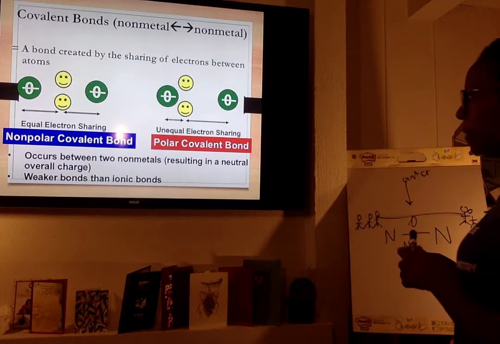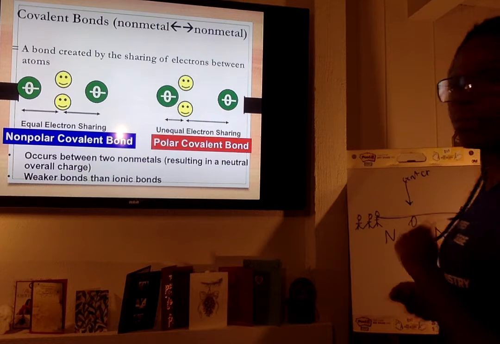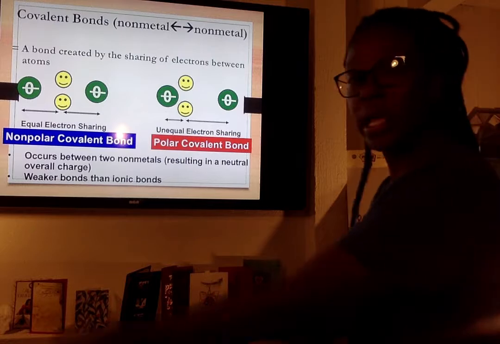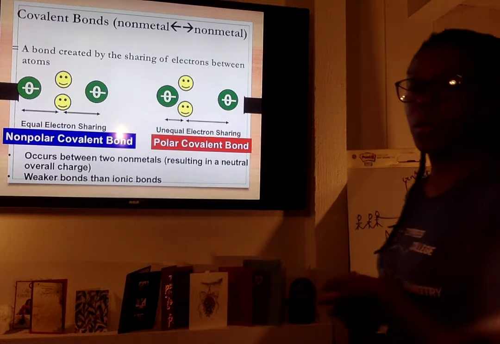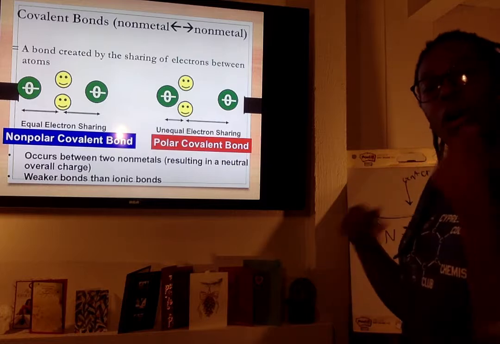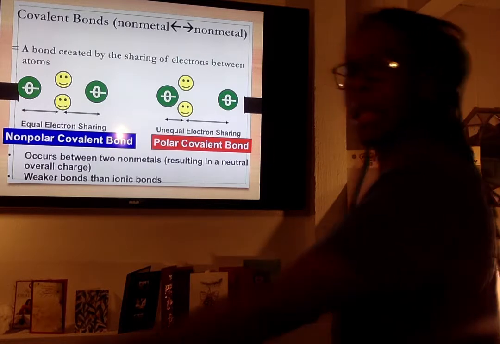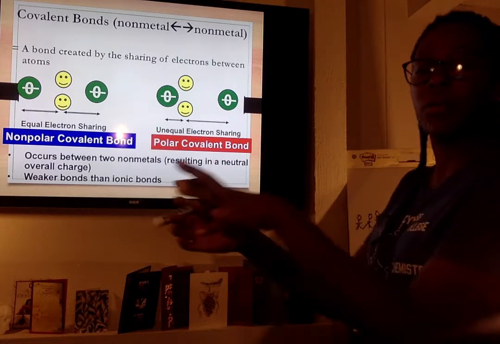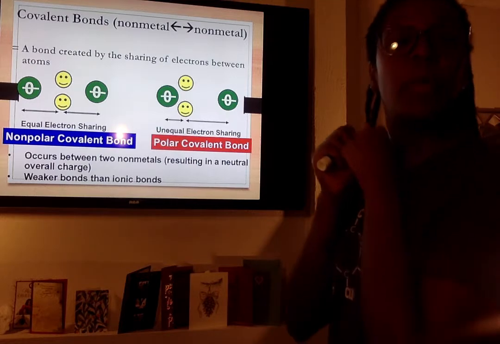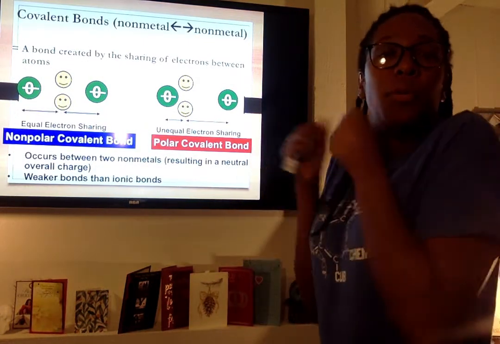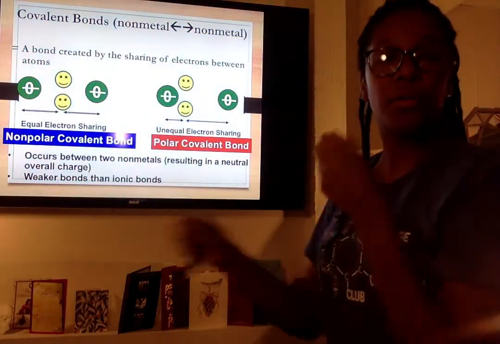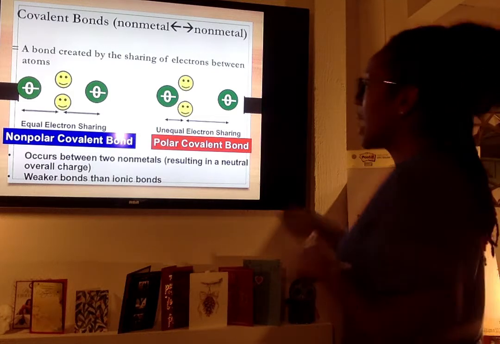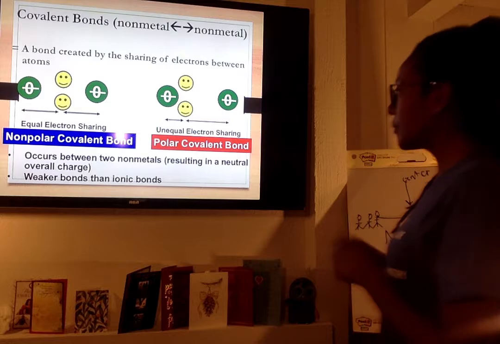But if there's an unequal sharing, which is a polar covalent bond, there's going to be an unequal sharing of electrons. So one is going to be pulling the other in terms of electronegativity. One's going to have a stronger pull and be able to pull electrons towards it. If it has a stronger electronegativity, it's almost like a stronger magnet for electrons. So it's able to hold on and reach even further for electrons, and it might pull one side towards it a little bit more. So you might have an unequal sharing, which means there's a pull.